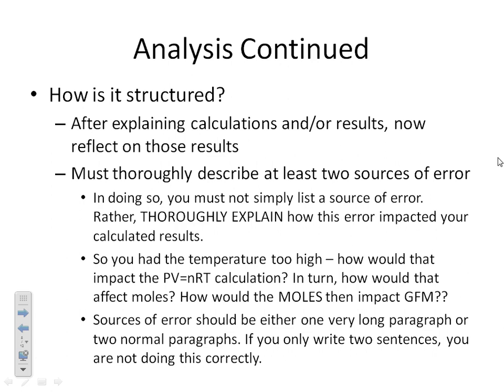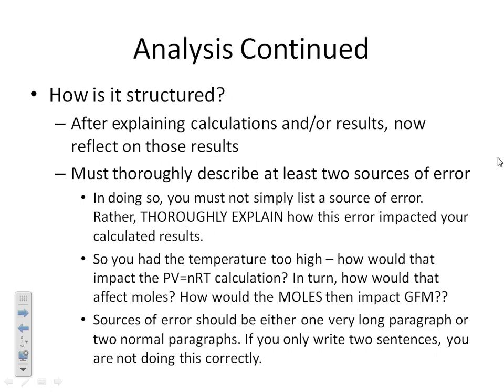If you're claiming that a source of error was that your temperature was too high, you can't just say that was a source of error. In PV equals nRT, having a temperature too high would have what impact on a calculated mole result? Think about what having a too large number for T would do to a calculated value for n. Then, how would that impact gram formula mass if you were using that mole number to calculate gram formula mass? So you really are thinking about how that source of error had an impact on your calculated result.